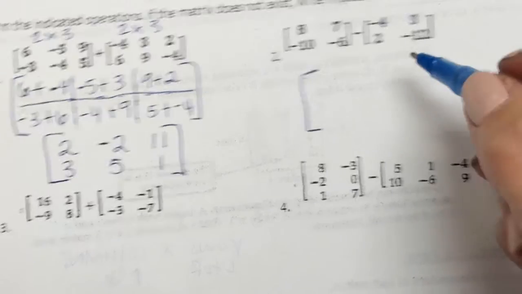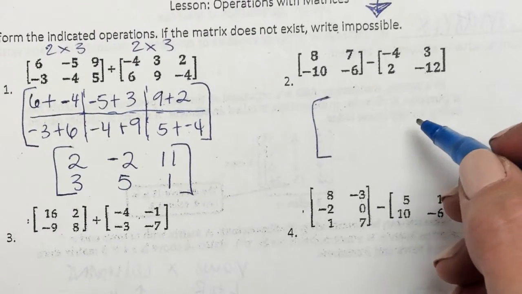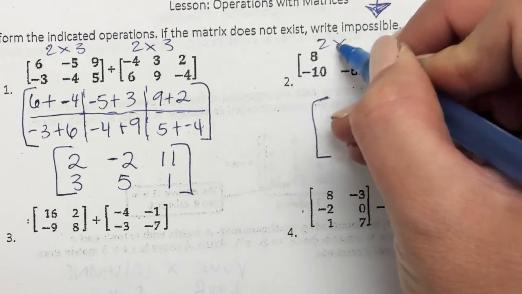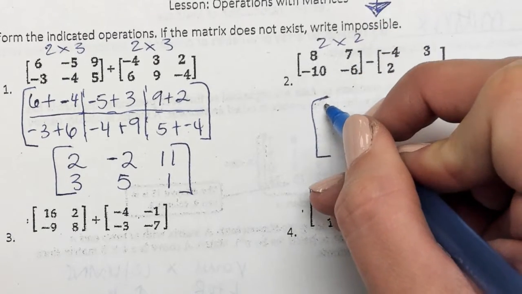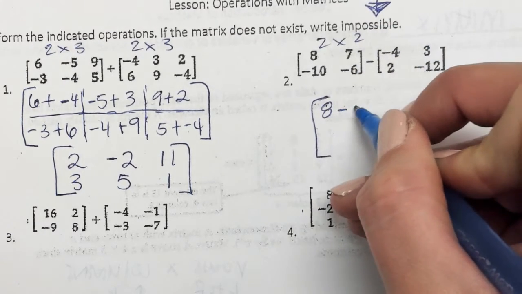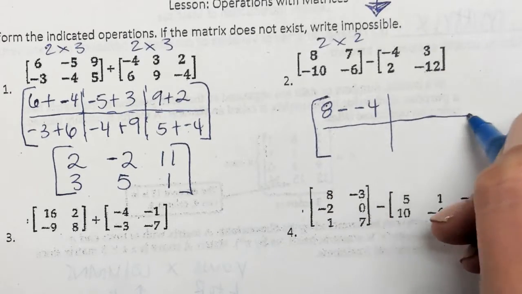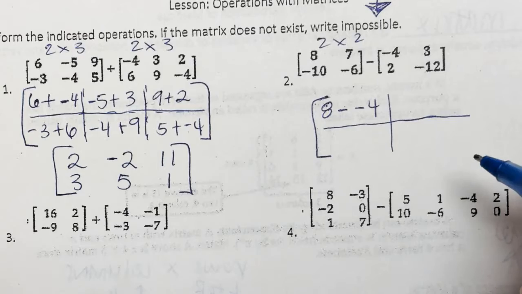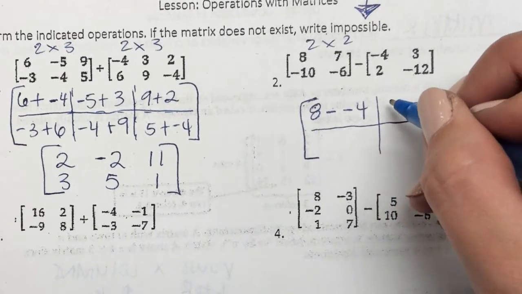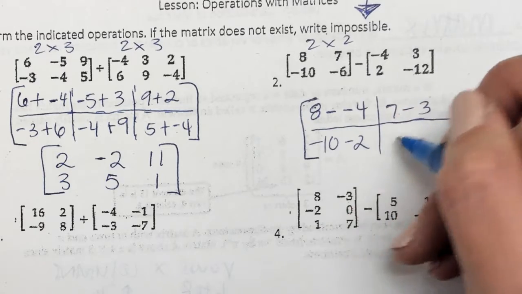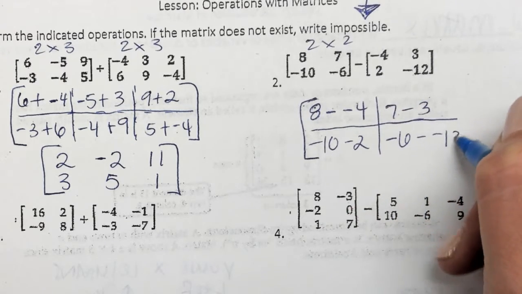Okay, so can we add these first of all or subtract them? Yes, because they're both what? 2 by 2. So the first one, tell me what I would write. 8 minus what? Good. That's not going to be 4. Everybody see that? That's going to be 12. Let's go ahead and write the rest of them out. So it would be 7 minus 3, -10 minus 2, -6 minus -12.